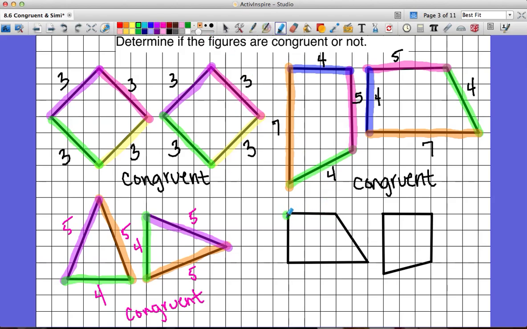And the last one, so we have 1, 2, 3. And this side corresponds with the top over here because this is opposite the slant. So the side opposite the slant has to be the corresponding side. 1, 2, 3. So we have 3 and 3. 1, 2, 3. 1, 2, 3.